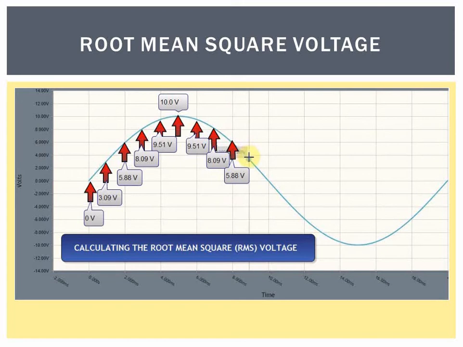You can see the voltage at various points. It starts at 0 volts and goes up to a maximum of 10 volts, and then it returns back to 0 volts in the first half of the cycle.